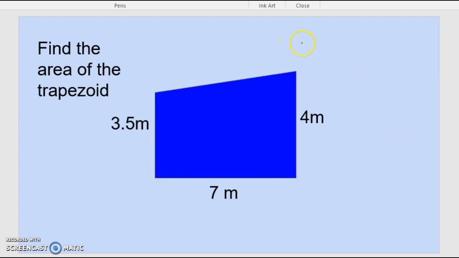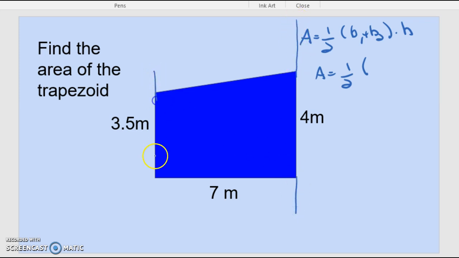This one we're going to do the same thing. So area is 1/2 base 1 plus base 2 times h. So 1/2 base 1. Now, remember that for a trapezoid, the bases have to be a pair of parallel lines. Parallel means that they will never intersect if you extend these lines as far as they can possibly go, which in this case, that would be 3.5 and 4.